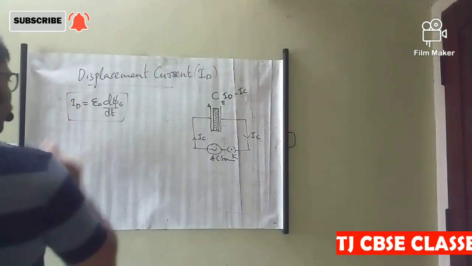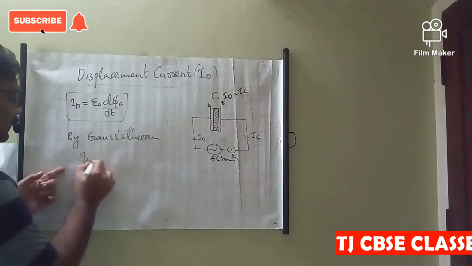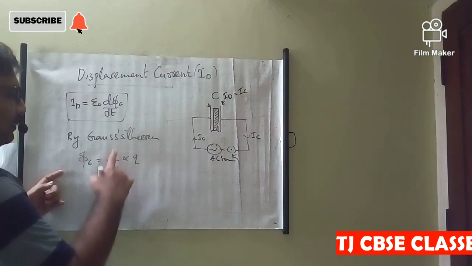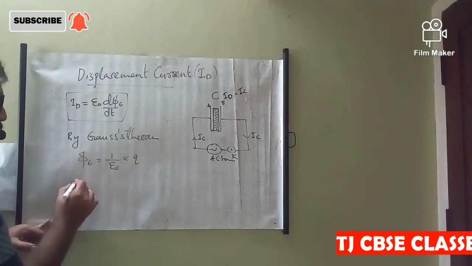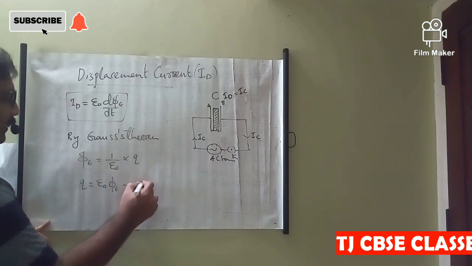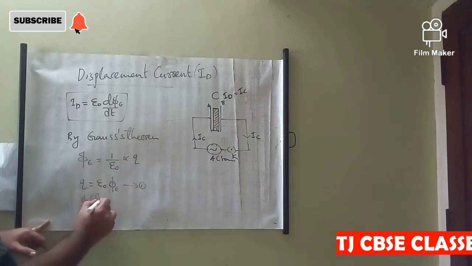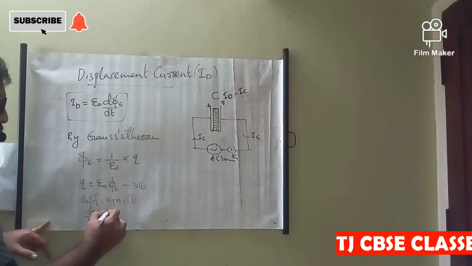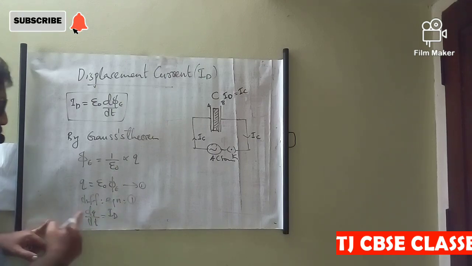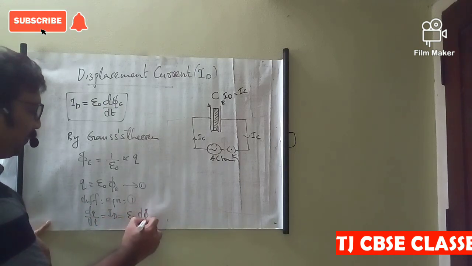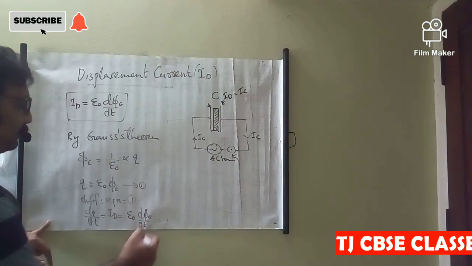Here we can derive this. Phi E is the electric flux, phi is equal to 1 by epsilon 0 into the total charge enclosed by the surface. Then Q is equal to epsilon 0 into phi E. That can be taken as equation 1. Now differentiate equation 1. Here dq by dt is ID. The rate of change of charge, that is current, is equal to epsilon 0 into d phi E by dt.